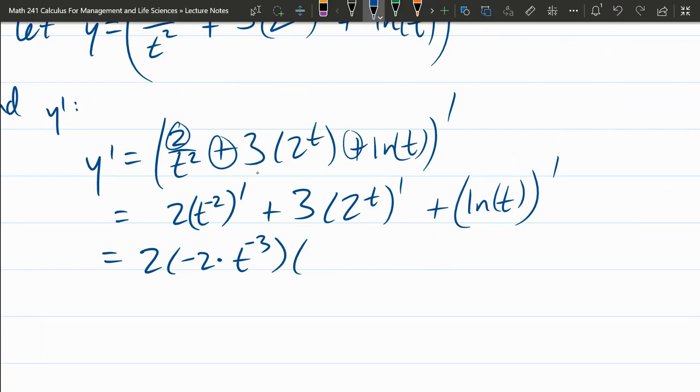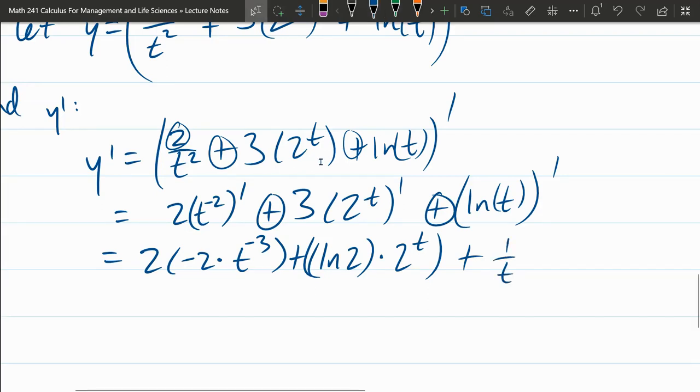All right, derivative of this is ln of 2, ln of that base, times the original 2 to the t. And it looks like I've already screwed this up a little bit. These should be added together. And then the next one, derivative of ln t. If you look back on that list, it's 1 over t. That is our derivative here.